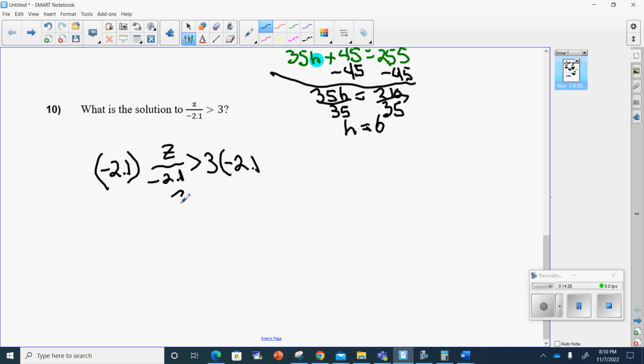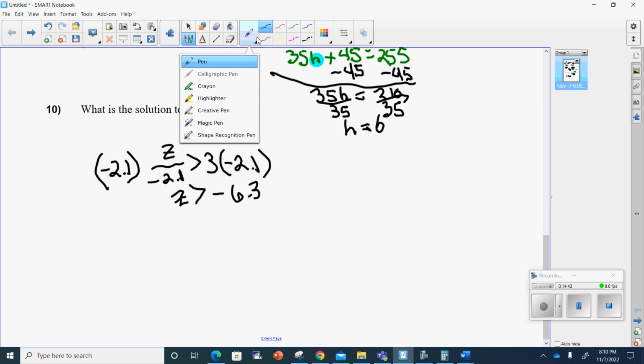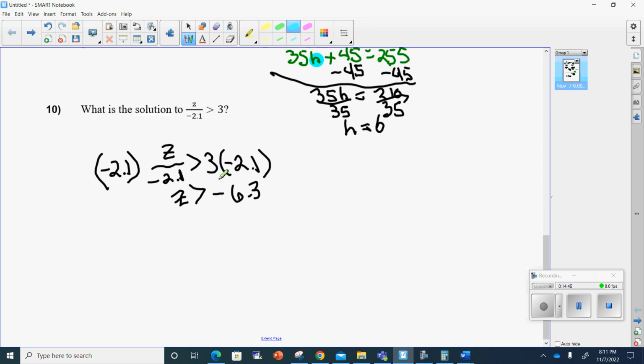This means z is going to be bigger than, well, 3 times negative 2.1 would be negative 6.3. But I do realize here that I went ahead and multiplied by a negative number. So the second I did that, I'm obligated to turn my symbol in the other direction in order to get my answer right.